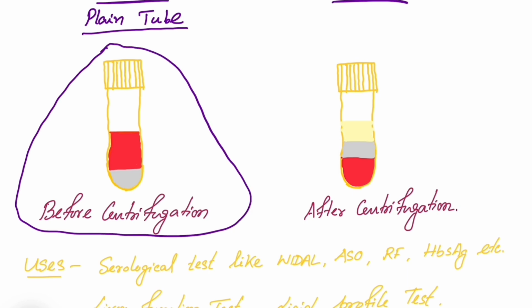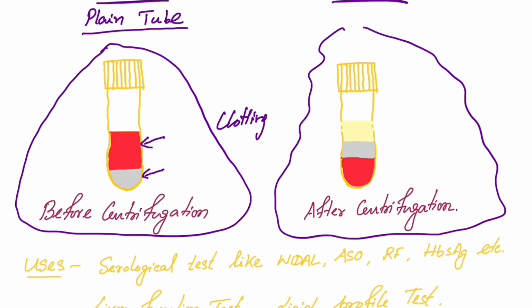Let's talk about the SST tube. After collection of the blood, the gel will be at the bottom of the tube, and on top of the gel, blood is there. Wait for some time to clot. After clotting, you need to centrifuge. Let's look at the scenario after the centrifugation of this SST tube. So after centrifugation, the blood cells will be settled at the bottom.